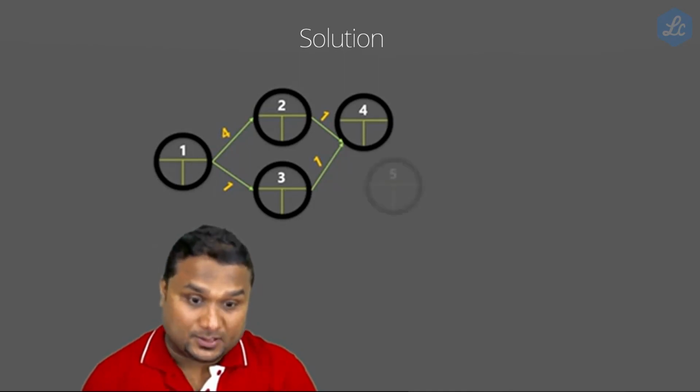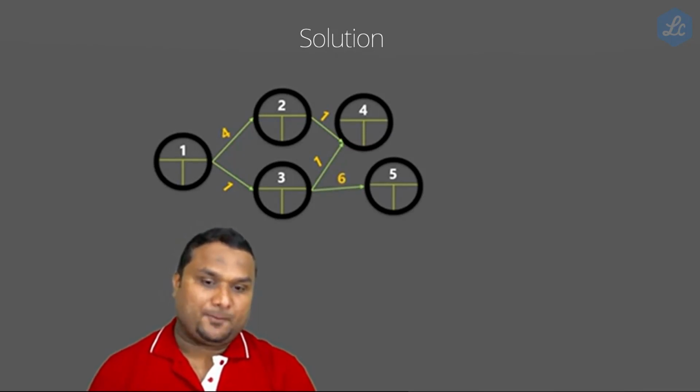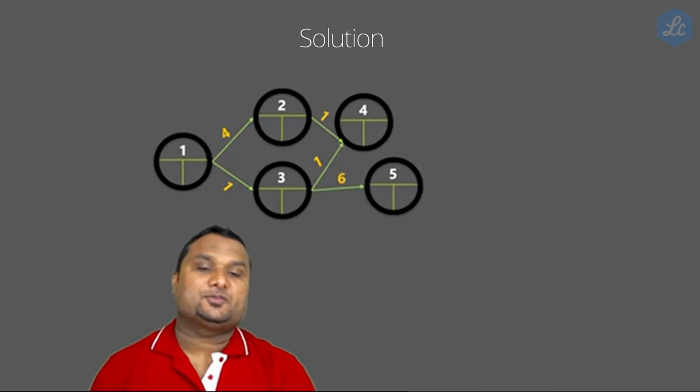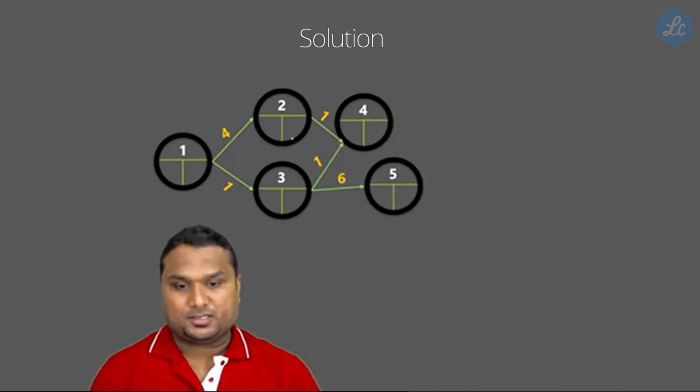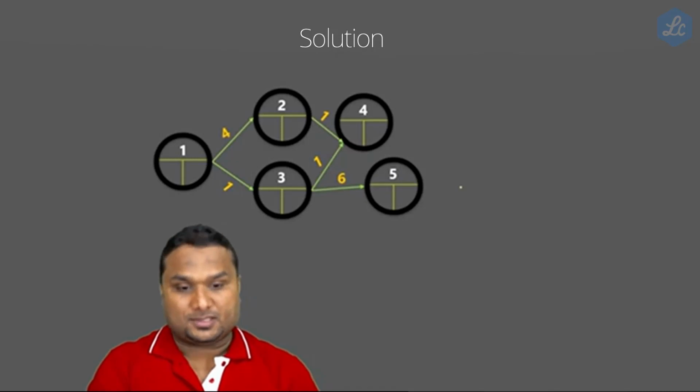Then there is 3 to 5, and the time is 6. Up to this is okay. 2 to 4 is there, 3 to 4 is there, so 4 is a common point. It is 2 to 4 and 3 to 4. Then comes 3 to 5.